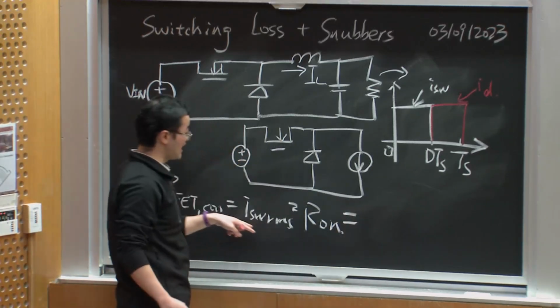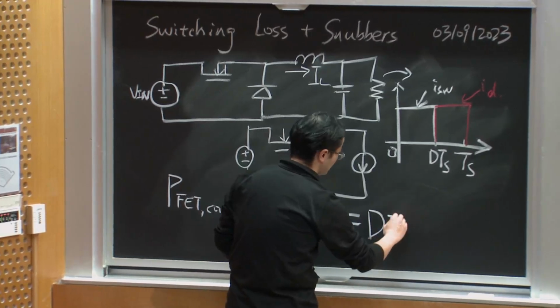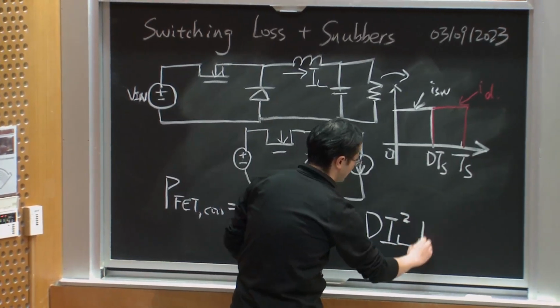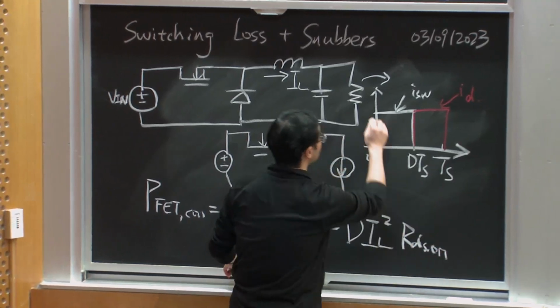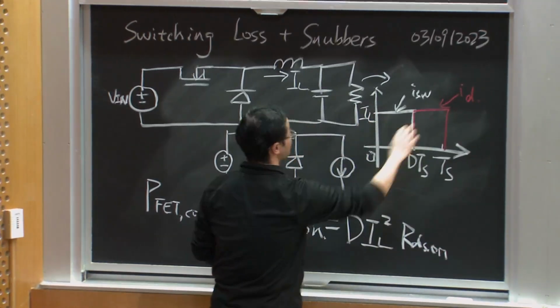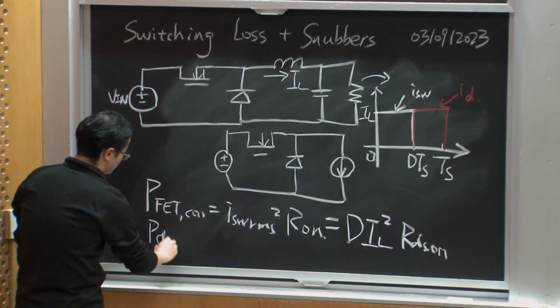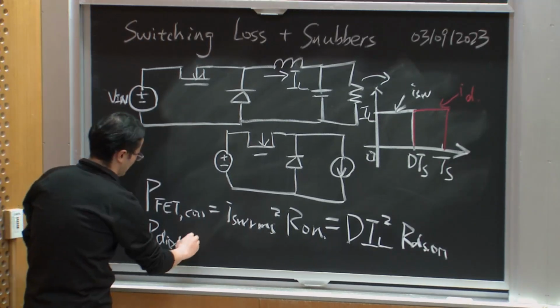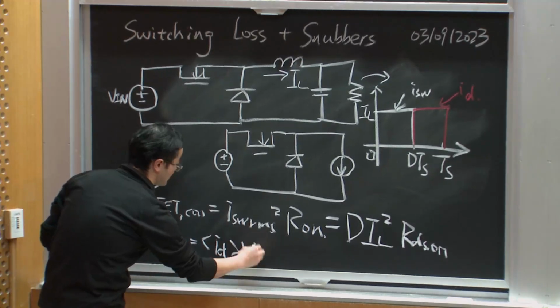And we can calculate the RMS current for the MOSFET. So that will be the duty cycle times the IL squared times the RDS on. So this will be the IL for its amplitude. And for the diode, its conduction loss will be the average current of the diode times the voltage drop.